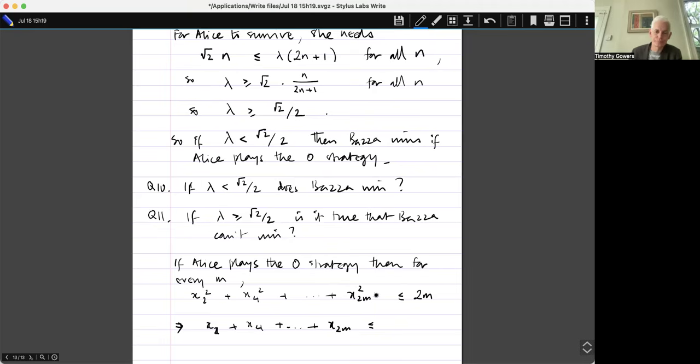So this thing here, by Cauchy-Schwarz, is less than or equal to root m times the root of x2 squared plus x2m squared, which is less than or equal to root 2 times m.